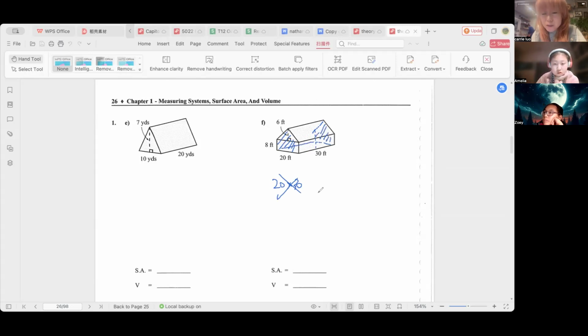Right? So basically, we're calculating this one and times 30 will be the volume. Do you still remember how to calculate the area of this one? We cut them into half. It's a triangle plus a rectangle.